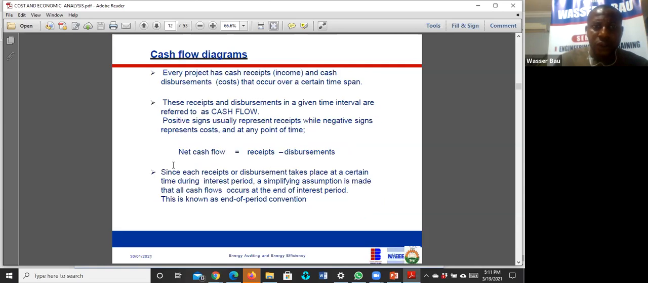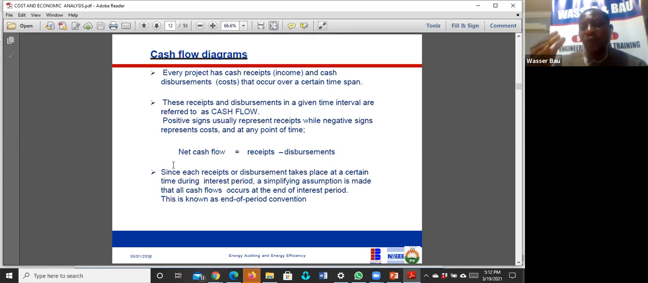So, cash flow diagrams. Sometimes it's important to plot it. I don't use cash flow diagrams, but to solve economic problems, sometimes you might need one. Every project has cash receipts, income, and cash disbursements, costs, that occur over a certain lifespan. These receipts and disbursements in a given time interval are referred to as cash flow. Positive sign usually represents receipts. So when money is coming in, it's a positive sign, while negative sign represents costs at any point in time. So net cash flow is receipts minus disbursements. Anything that comes into your hands, any advantage, any inflow is positive. Outflows are negative.